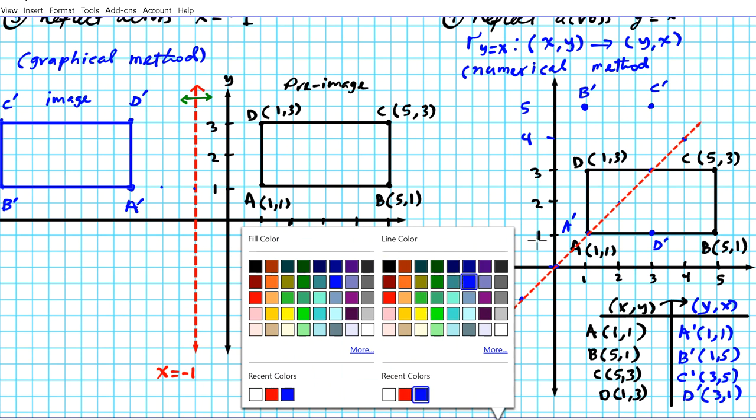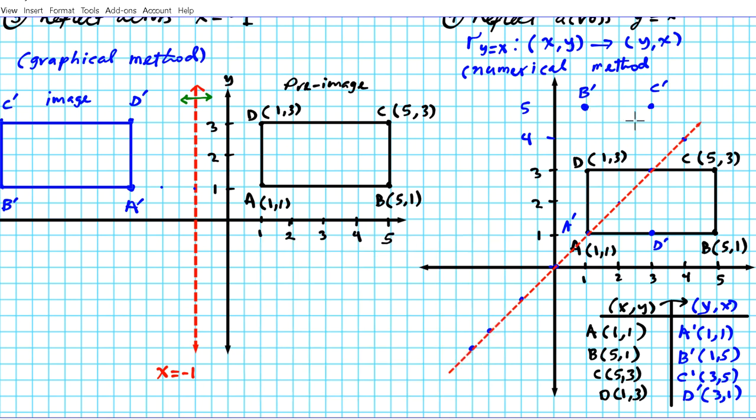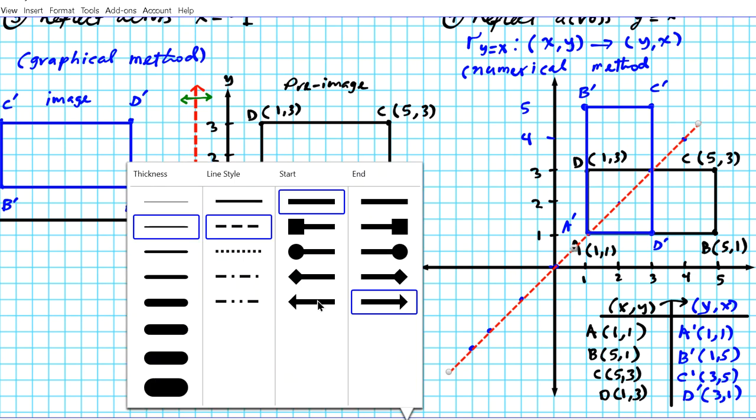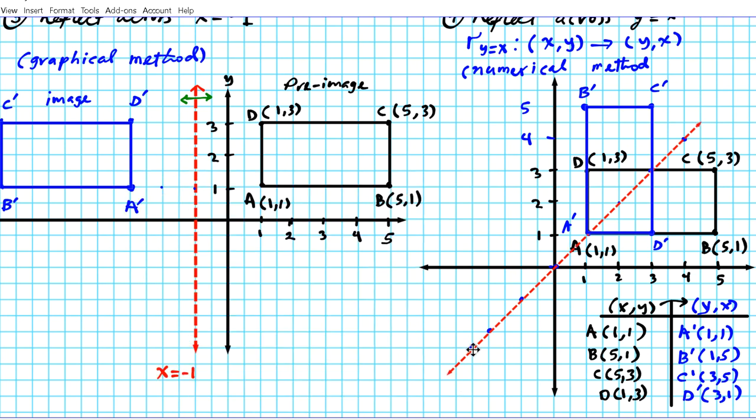Make it blue. And that right there is how you reflect across a slanted line. So don't forget the advice. If it's horizontal or vertical, just use the graphical approach. But if you're reflecting across a slanted line, y equals x or negative x, it is much safer and easier to use the formula, the numerical method. So do the numerical method for slanted lines and the graphical method for horizontal or vertical lines.